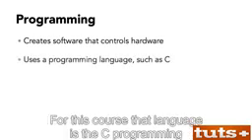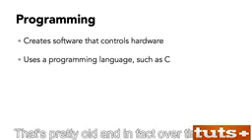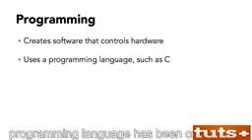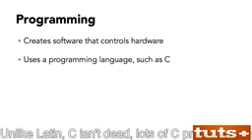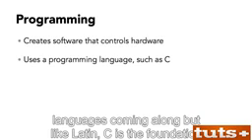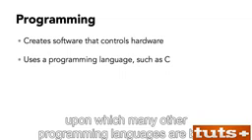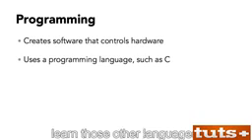For this course, that language is the C programming language, which was developed back in the early 1970s. That's pretty old. And in fact, over time, the C programming language has been considered the Latin of programming languages. Unlike Latin, C isn't dead. Lots of C programming still goes on despite newer and fancier programming languages coming along. But like Latin, C is the foundation upon which many other programming languages are built. If you know C, you can more easily learn those other languages.